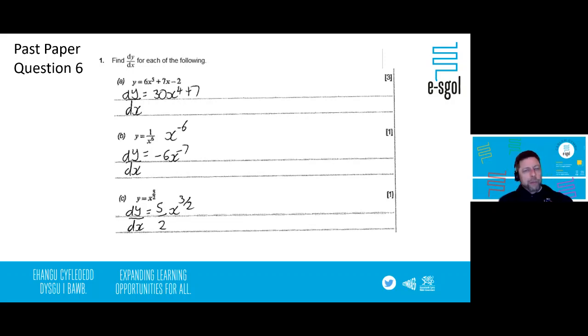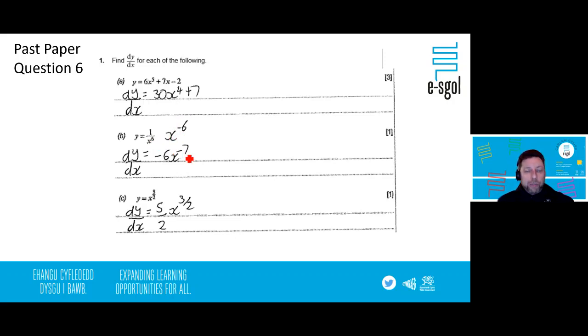Okay, where did these come from? Well, 6 5s are 30. Power decreases by 1. 7x goes to 7. Minus 2 disappears. The next one, you'll notice I've done a little bit of work before I could differentiate. I've had to take the x power 6 upstairs and I put a minus in front. I've never seen a question where it started with a minus on the bottom. If it did, on the denominator, you would change it to a positive at the top, but I've never seen one like that.